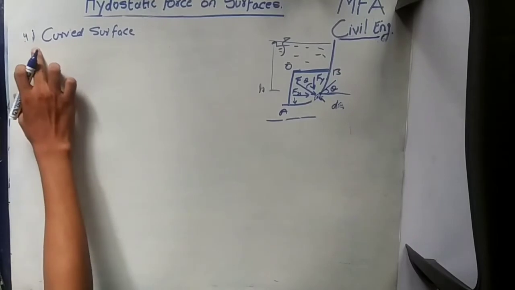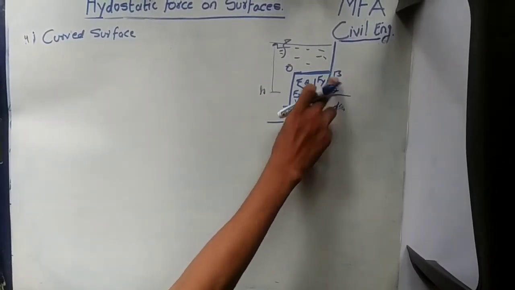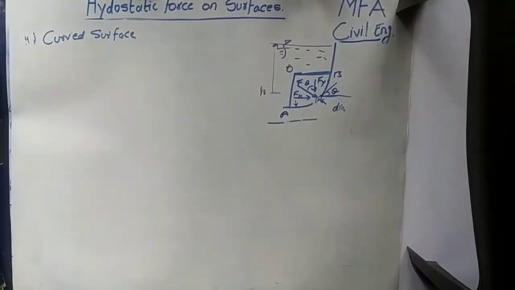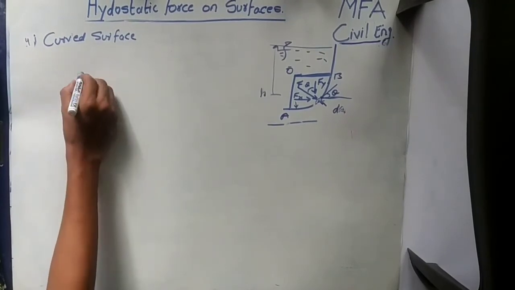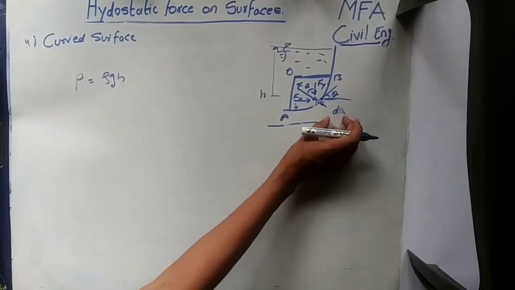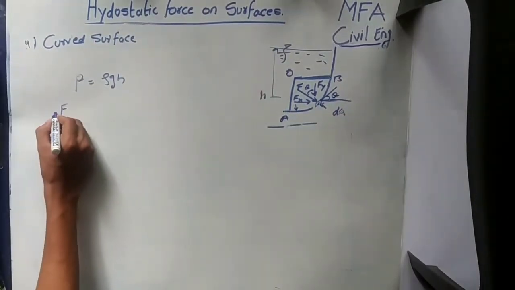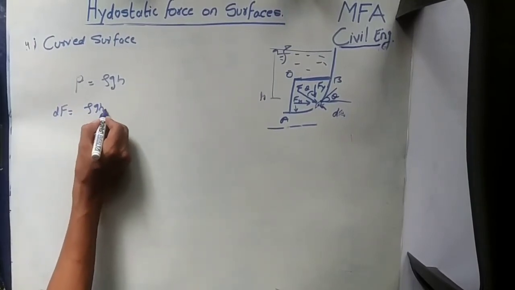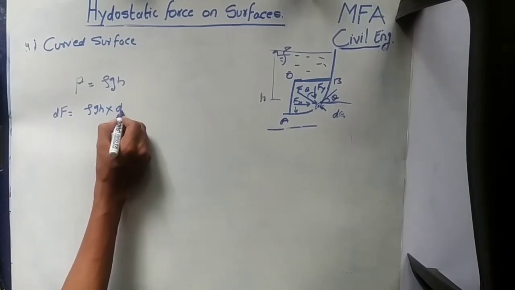Now the fourth case is a curved surface. Consider a curved surface AB inside the static fluid at a distance of a height from the free surface. The pressure intensity at any point is equal to rho g into h. Consider a small area dA, and the pressure force along this small area dA is equal to the pressure, that is rho g into h, into the area of this small element dA.